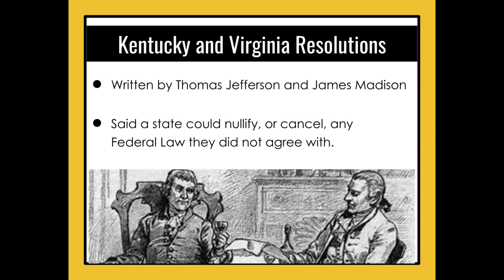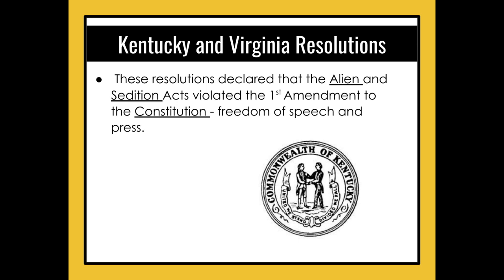As a response to these acts, the Kentucky and Virginia resolutions were written. They were written by Thomas Jefferson and James Madison, and they stated that states could nullify or cancel any federal law that they did not agree with. These resolutions declared that the Alien and Sedition Acts violated the First Amendment to the Constitution, which was the freedom of speech and press. As we move into our later lessons, these are going to be important to remember as we start to talk about relationships with other foreign countries.